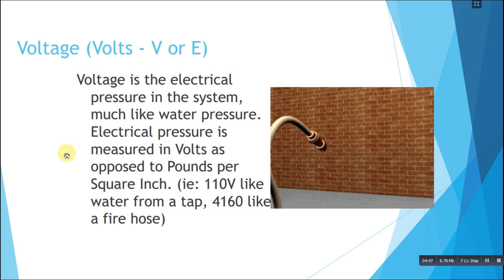It can also be explained as a pressure. Voltage is the electrical pressure in the system, much like the water pressure. Electrical pressure is measured in volts as opposed to pounds per square inch.